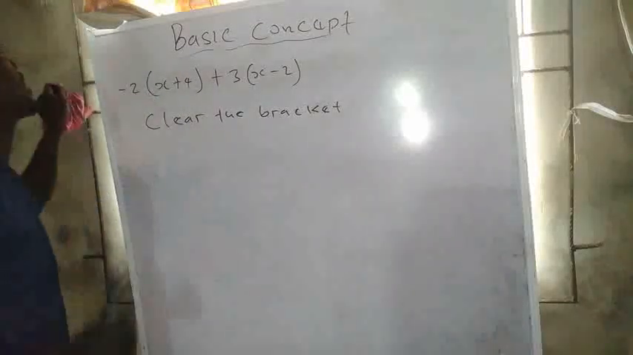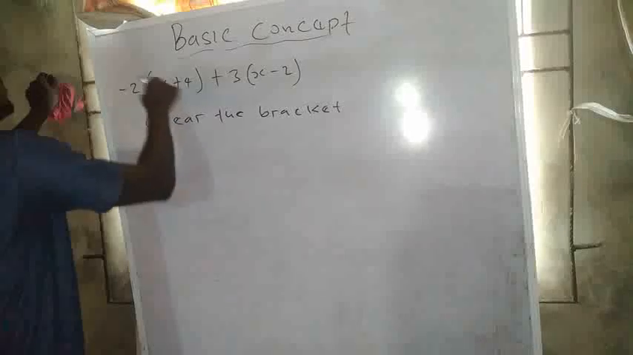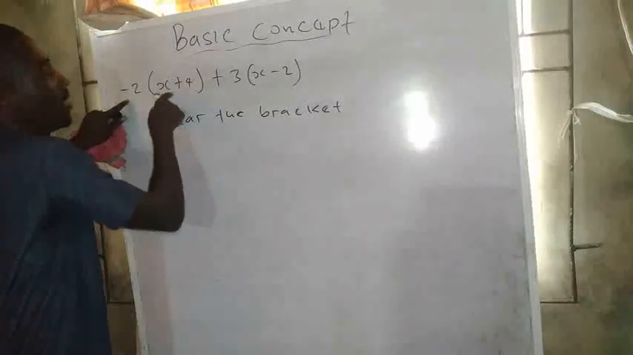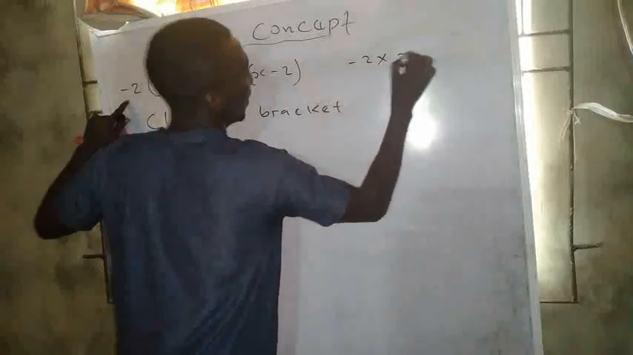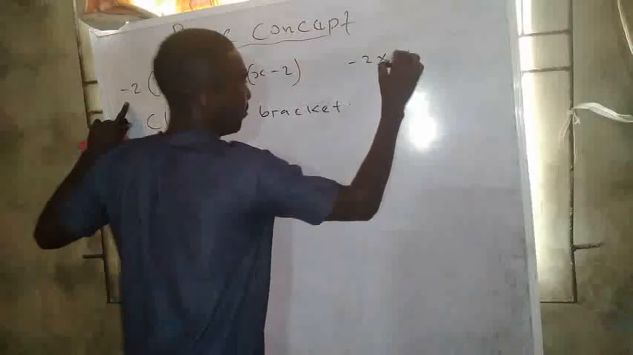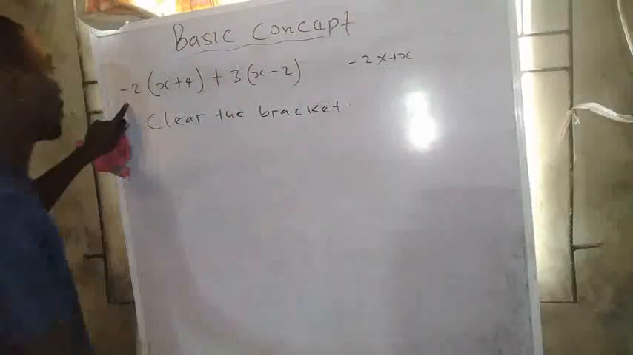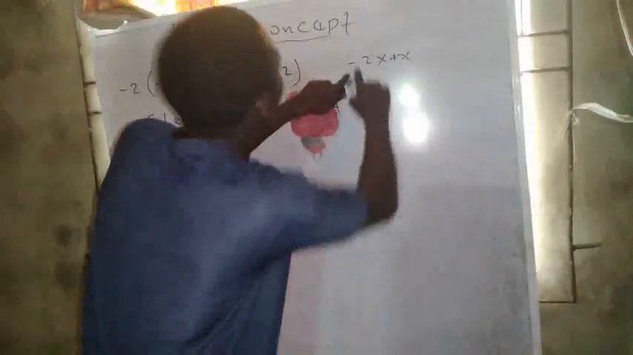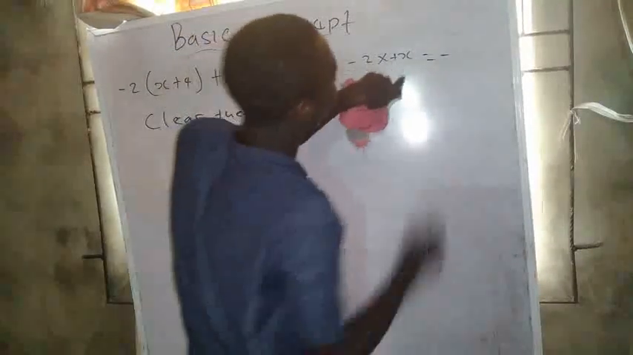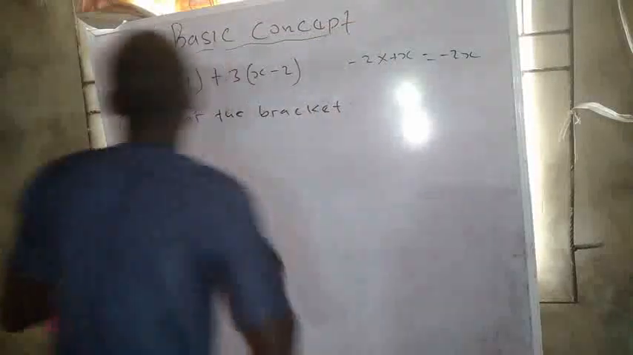So for you to clear the bracket, we have minus 2 into (s plus 4). So it means minus 2 times s. Don't forget, this s is a positive s, not negative. So it is minus times plus is equals to what? Minus. And 2 times s is equals to what? 2s. So it's going to give us minus 2s.